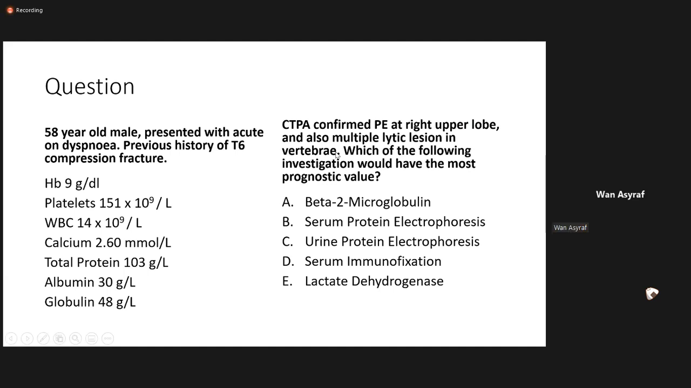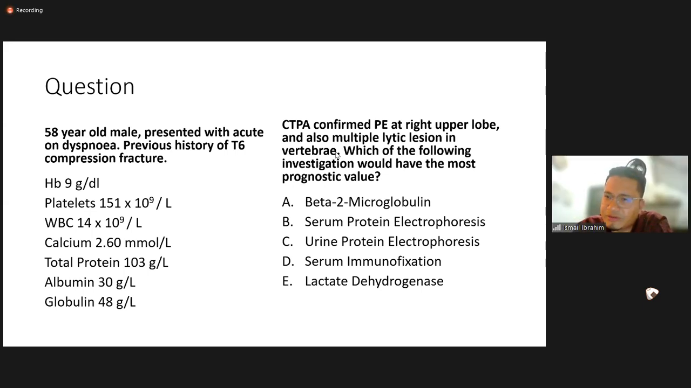Doctor, I have a question. My name is Ashraf. What is the difference between bone marrow transplant and allogeneic stem cell transplant? Okay. I think we have another session about this, right? But I will briefly touch on this.